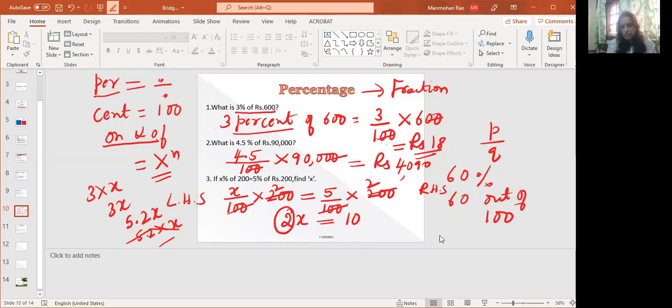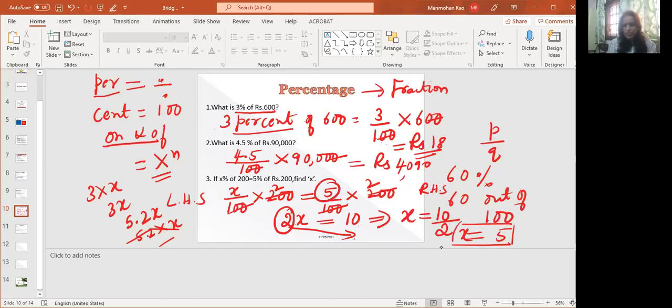So 2 into X is 10. So we are shifting, which implies, that means these two statements are equivalent. X is equal to, we are shifting 2 to the denominator on the right-hand side. 2 goes to the denominator, I'm showing it by arrow mark. That means divided by. It becomes the denominator. X is equal to 10 by 2, which is equal to 5. Hope you understood. It should be 5 because the numbers are the same: 200 and 200, I have taken the same thing.